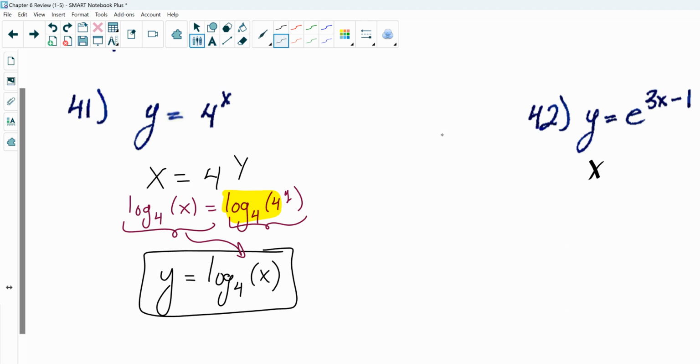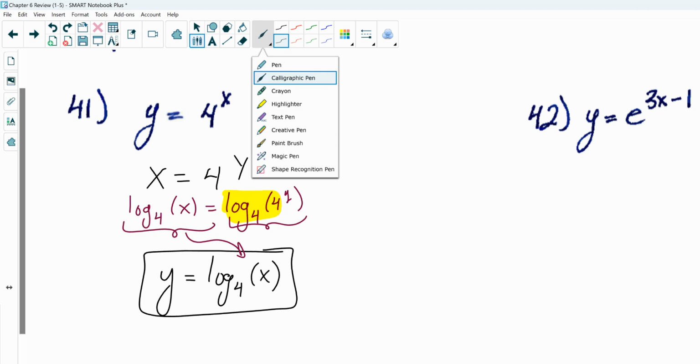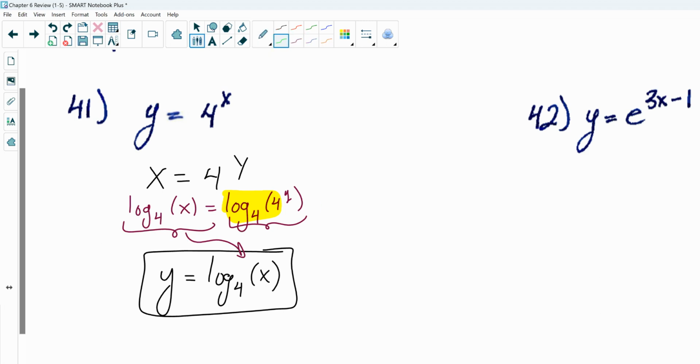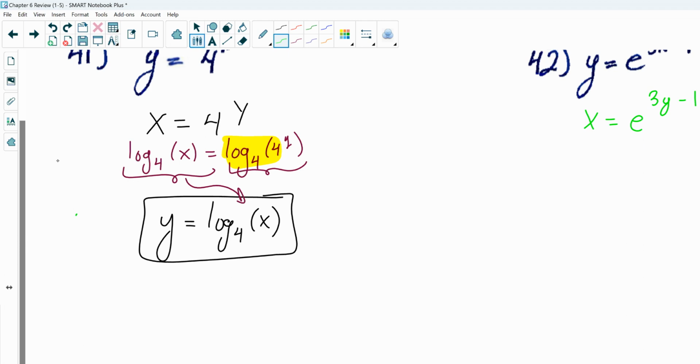If we look at the second one, y equals e to the 3x minus 1. Again, the first thing we're going to do is switch the x and y, telling us x is equal to e to the 3y minus 1. And again, at this point, we're going to change it to logarithmic form. To do that for this one here, we don't do log, we're going to do natural log. The reason we do this is because the natural log of e simplifies out, leaving us with the 3y minus 1. And our other side is still the natural log of x.